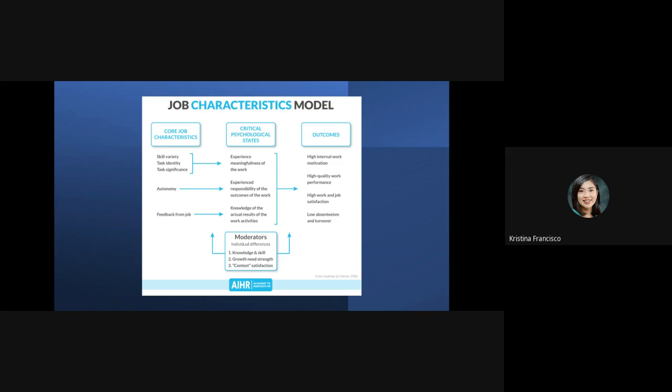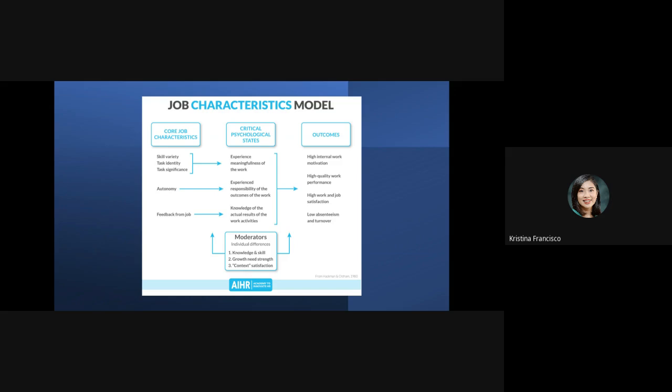For the core characteristic of autonomy, it leads to the psychological state of experienced responsibility for outcomes. If we give people the ability to make some decisions on their own, it is likely that they will feel more responsible for the outcome of the decisions that they make.